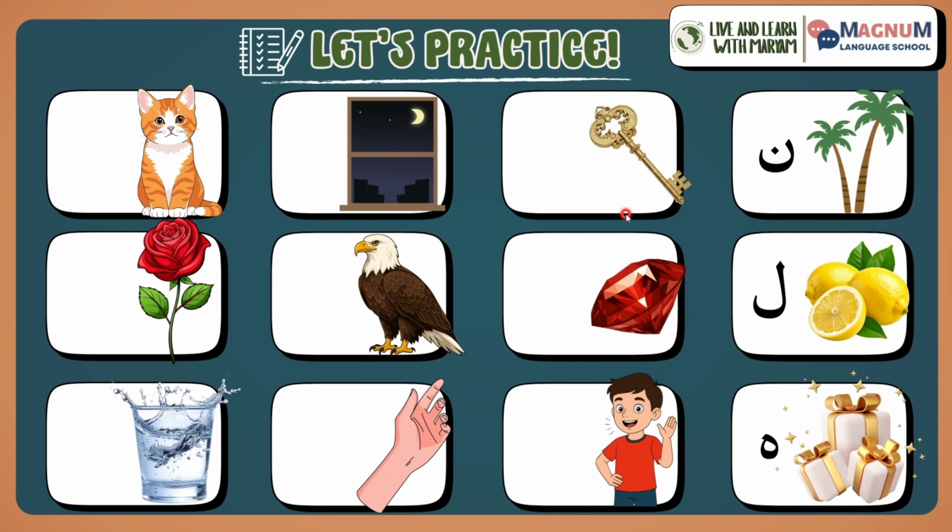Next is a key. Miftahun with Meem. Then we have a picture of ruby. Yaqutun with Ya. Yaqutun means ruby. Then we have a boy. Waladun with Waaw. Then it's a picture of night. Laylatun with Laam.